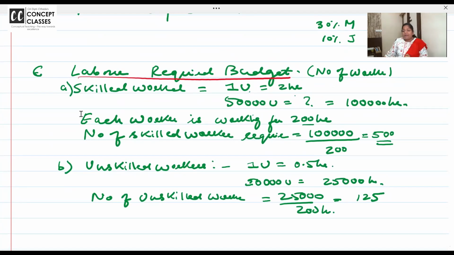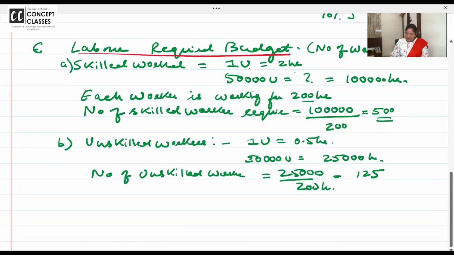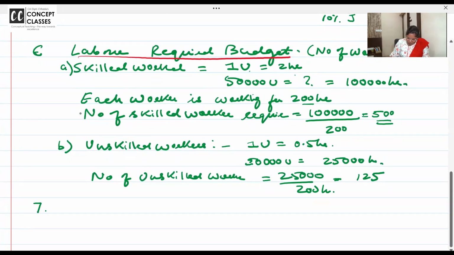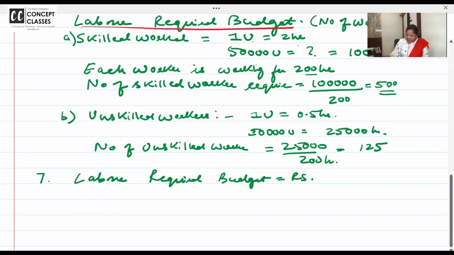Write the example, write the steps, and dare you ask me, ma'am, give the format. I gave the format where it was to be given, and made you learn too. Where did I give you the format? Cost sheet: here you all have to study logically. It's a super logical chapter. Simple. Now we know labor required. Now can we make the labor required budget in rupees? These are the number of workers.